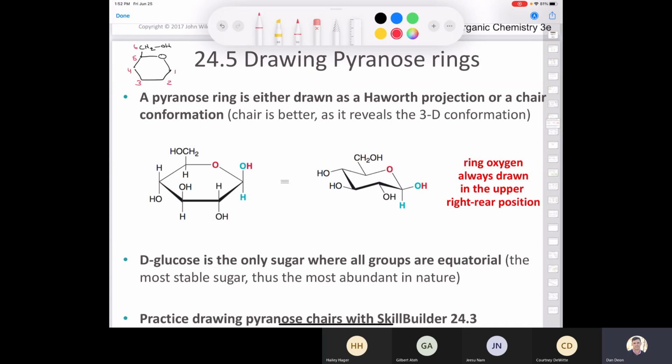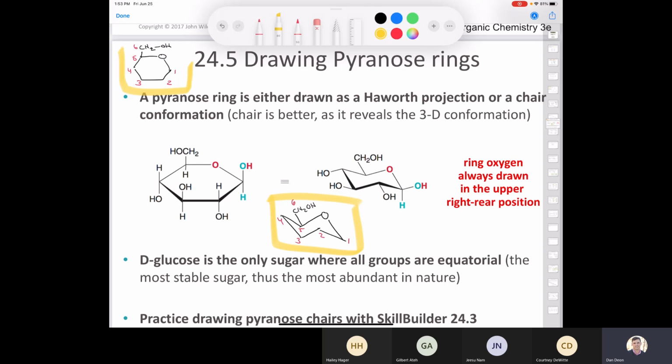You also need to know how to draw the chair form. And this is the chair form. I'll try to draw a decent chair here. And the numbering here for the carbons is 1, 2, 3, 4, 5, and then you have the CH2OH. We can just draw it the way they have it here, CH2OH. This is carbon number 6. So what I have highlighted up here and here are identical, and you need to know how to draw both.